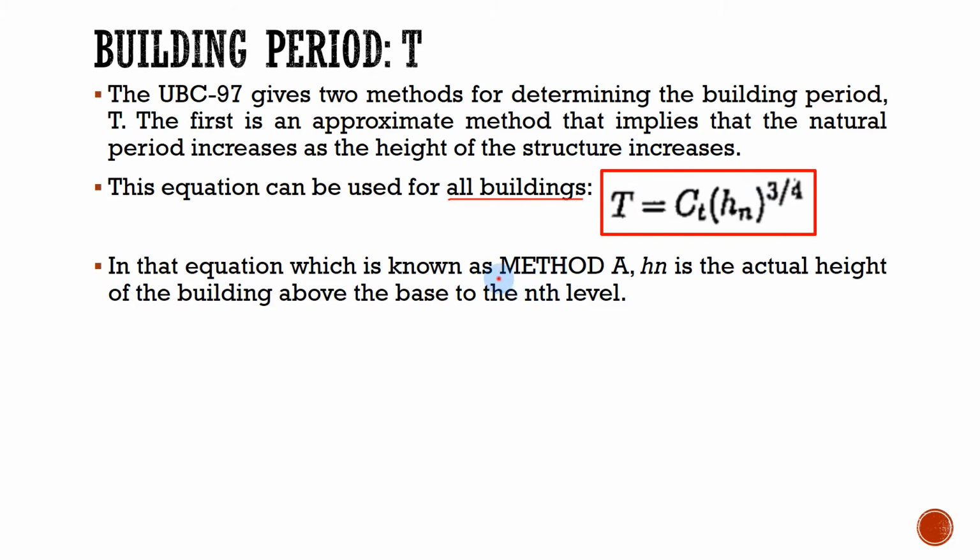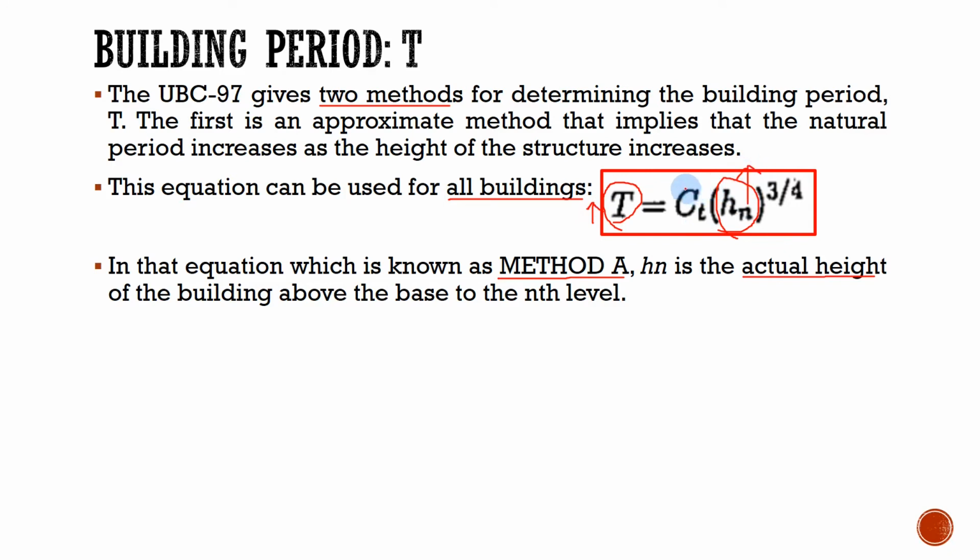This equation is known as the method A. So duha man to ka methods, di ba. So we have method A and method B. So muna yung method A guys. As you can see, muda ko ang T pag nagasaka po lang height HN. Okay, so HN guys is the actual height of the building above the base to the end level, dito sa pinakataas. So definitely, ang T is directly proportional to HN.